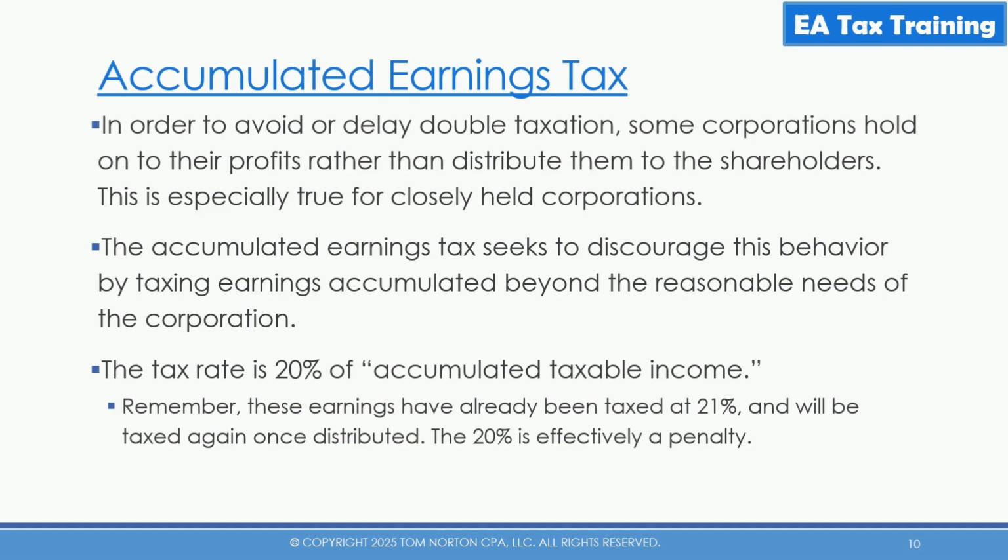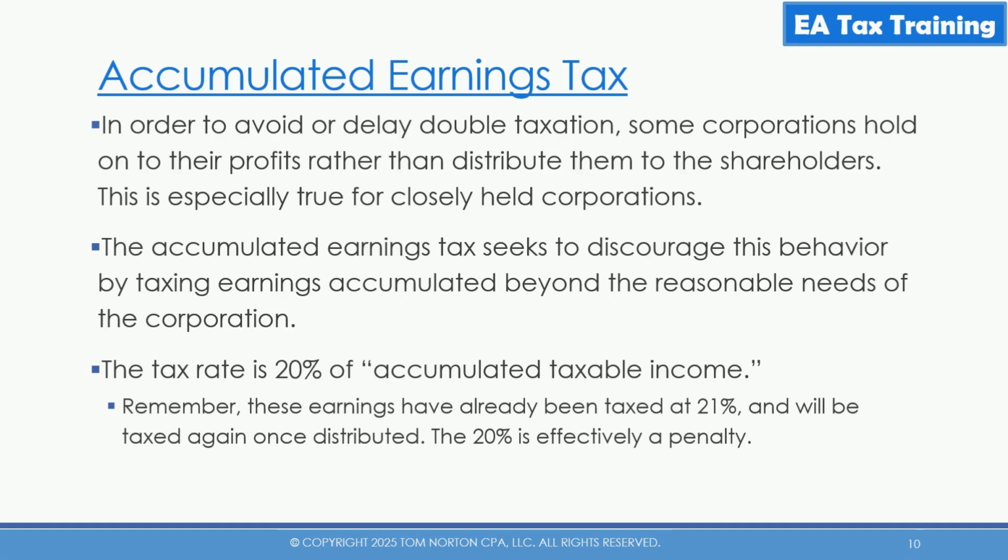Accumulated earnings tax. So some shareholders of corporations, especially closely held corporations, want to avoid this double taxation problem. So what they will want to do is try to hoard or accumulate their earnings in the corporation and not distribute it out as dividends. So in order to discourage that and to punish those who do that, there is something called the accumulated earnings tax. It's an additional tax of 20% of something called accumulated taxable income.